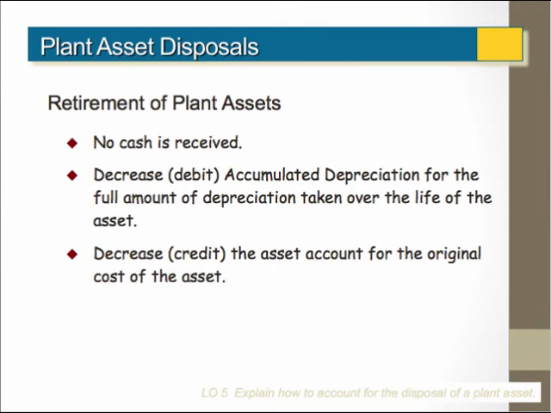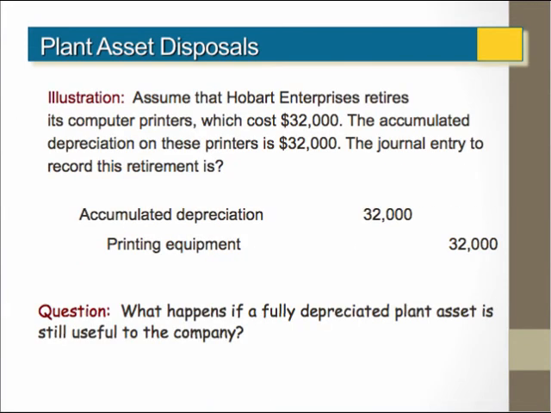Now, what happens if we don't sell it? We just junk it or we give it away. In that case, we really haven't sold the asset and we receive no cash compensation for the removal of the asset. So therefore, we still have a book value, but we haven't sold it. So what we still have to do is take the equipment off the books, the accumulated depreciation off the books, and if there's any book value remaining, that becomes a loss.